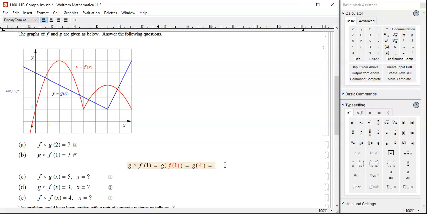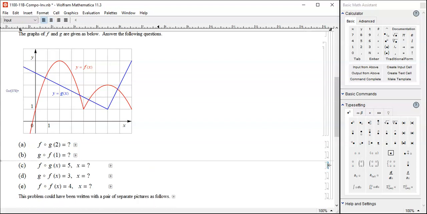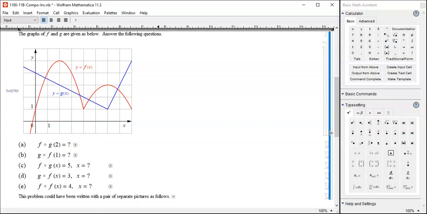Too much space there. Okay. G of 4. That's not going to give me the answer. G of 4. So 1, 2, 3, 4 here, and then go up, hit here, and G of 4 is the function value. So function value is which coordinate? Y coordinate. So we get 2.